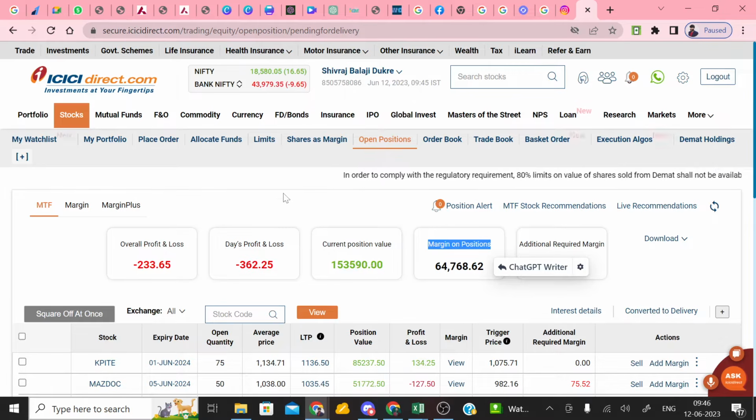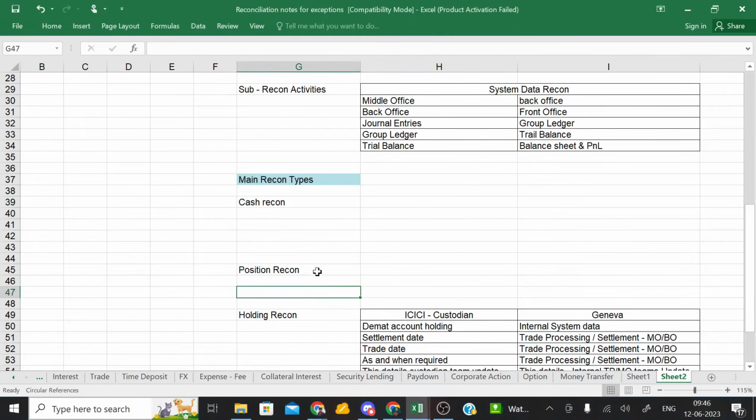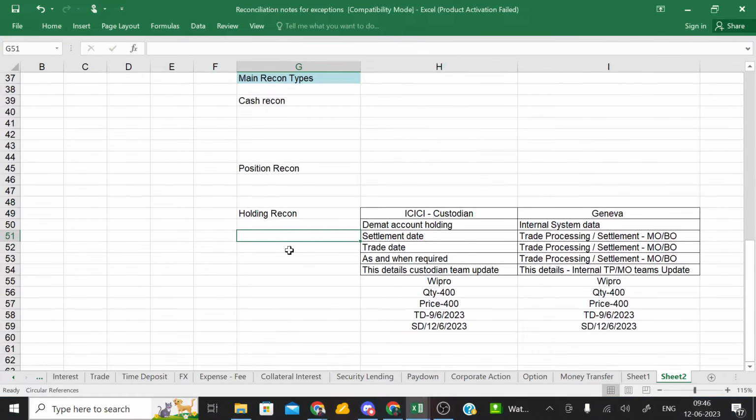And if you purchase any derivative contracts, that also you would see under positions. So note this down, it's an important one. Under demat holding, it means you're holding the securities. If you hold securities for a long term, that we call holding.